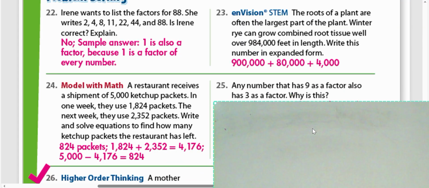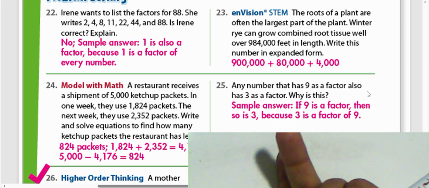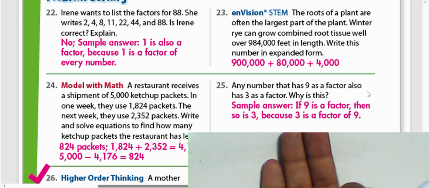Next question. Any number that has 9 as a factor also has 3 as a factor, true or false? The simple answer: 9 is a factor, then 3, because 9 can be divided by itself, divided by 1, divided by 3. We have 3 factors of 9.